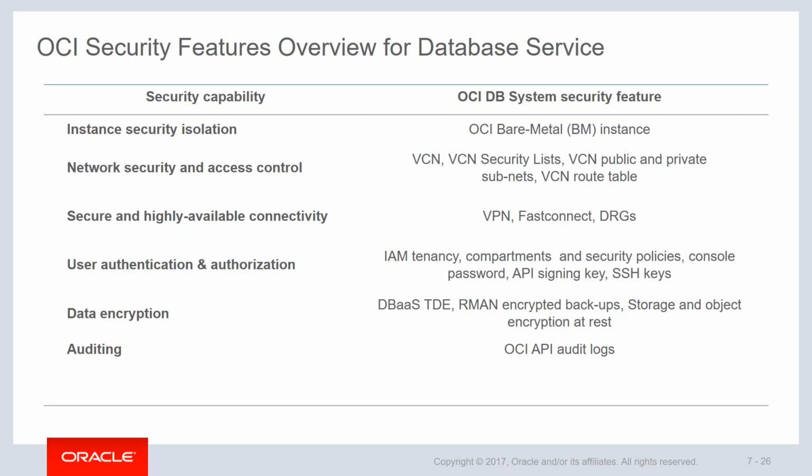Because the database instance is available and provisioned within our virtual cloud network, we have the ability to control access through isolated subnets, security lists, and VCN route tables. We can also introduce various levels of connectivity by applying VPN or Fast Connect through our dynamic routing gateways to enable access from our external or remote networks to our database instances.